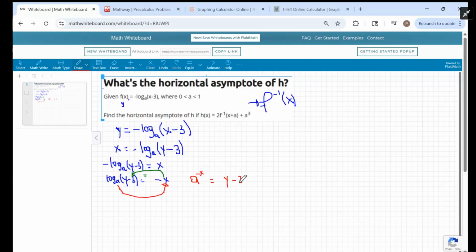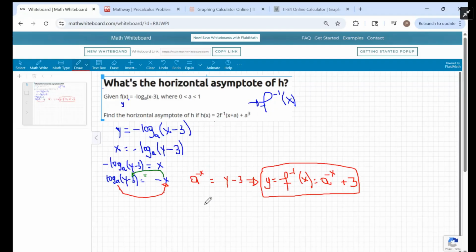And then, as you can see here, it's pretty straightforward to isolate y. We add 3 on both sides. So y, that is the inverse of f of x, is a to the minus x plus 3. And then the 3 is not in the exponent, it's just in addition to the a to the minus x. So it's not the final answer, but I'm just going to put it in a box just for us to remember. Now, let's keep in mind, h of x is 2 times the inverse of f of x plus a.